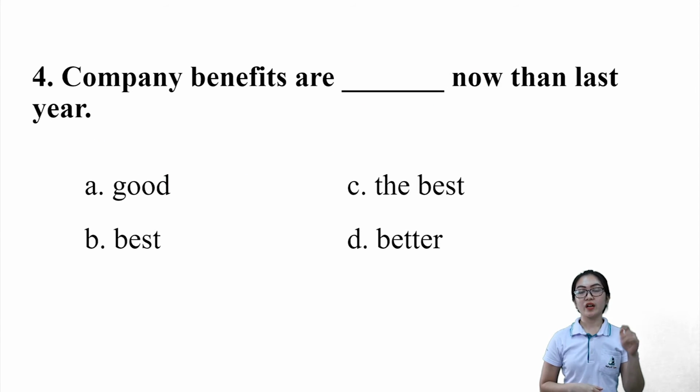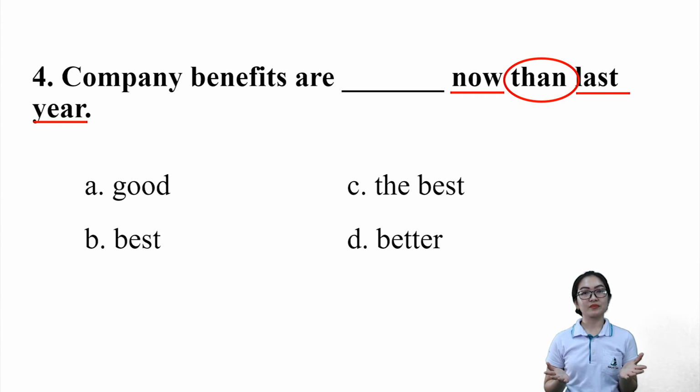Number 4. Company benefits are blank now than last year. A, good, B, best, C, the best, or D, better. Here, we are comparing the company benefits now from last year, which are two different times. Also, it has than, so we should use comparative adjective. Which do you think is the answer? Right, it's letter D, better.